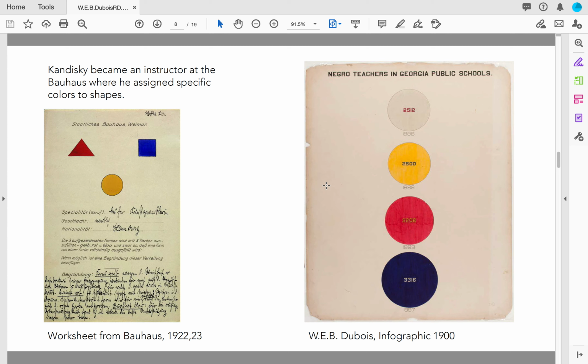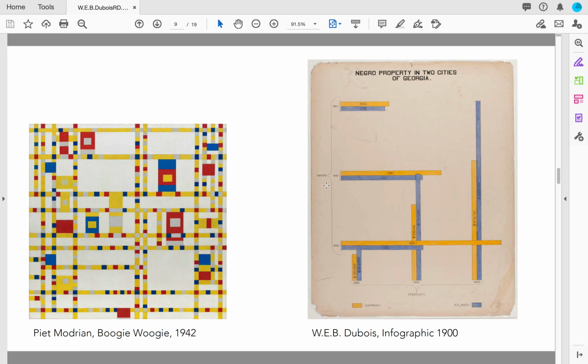Now, Kandinsky became an instructor at the Bauhaus, which we are also going to talk about in a future graphic design history lecture, where he assigned specific colors to specific shapes. You can see again a worksheet from the Bauhaus in 1922 and '23. On the right, you can see Du Bois' infographic in 1900 with a very similar assigning of colors to specific geometric shapes. Then we have Piet Mondrian's painting called Boogie Woogie, which is from 1942, with these crossing lines and use of primary colors. We can see a W. E. B. Du Bois infographic created in 1900.